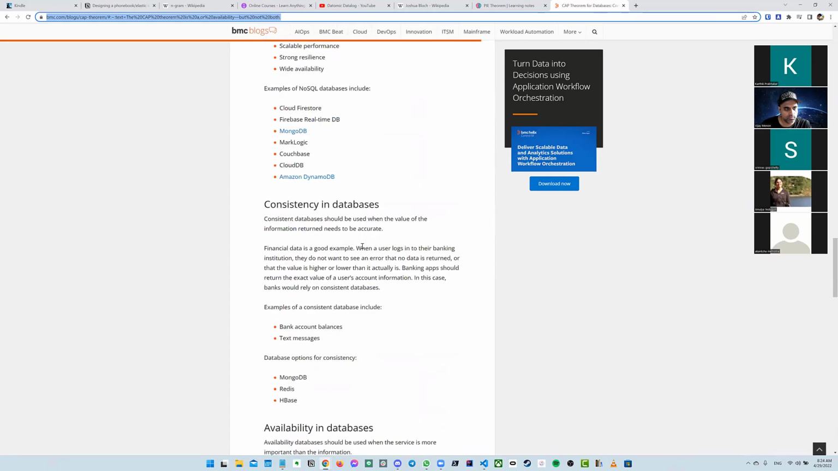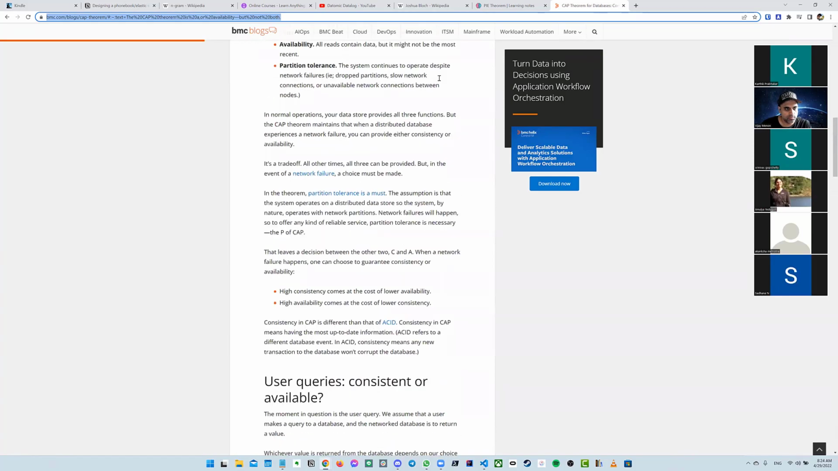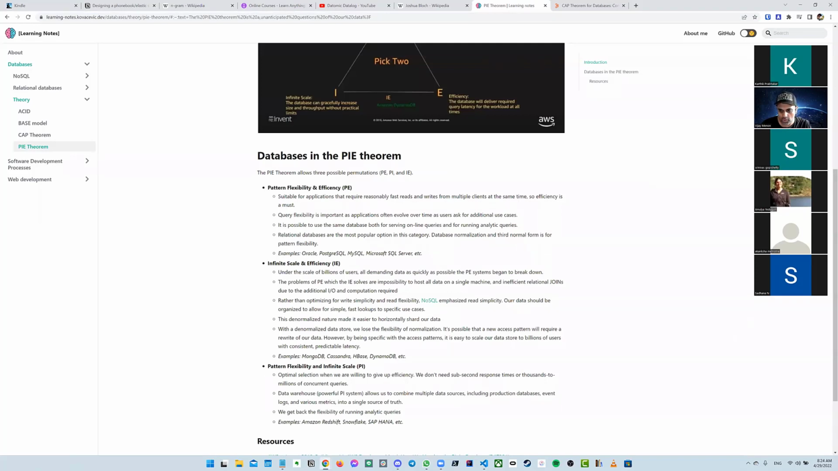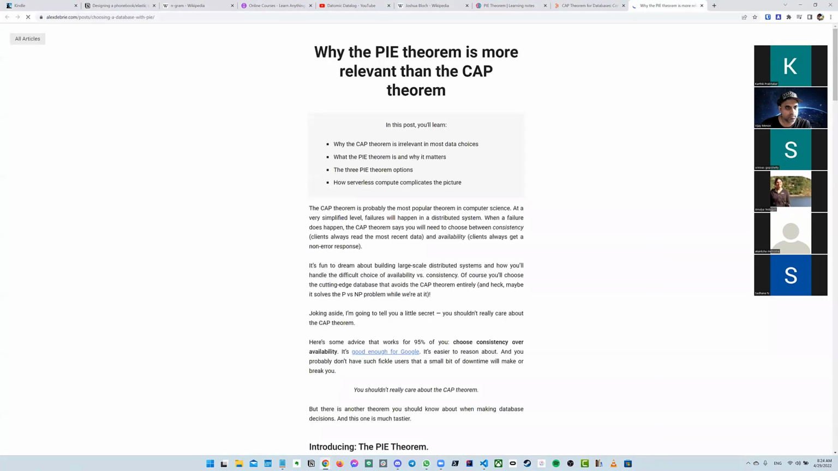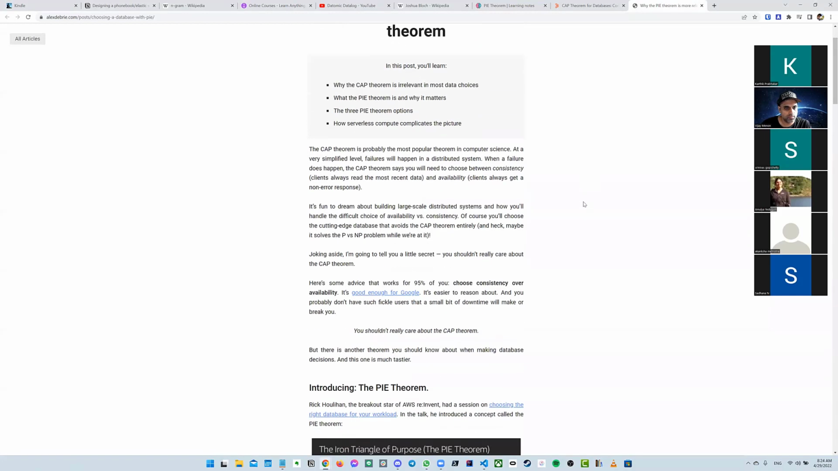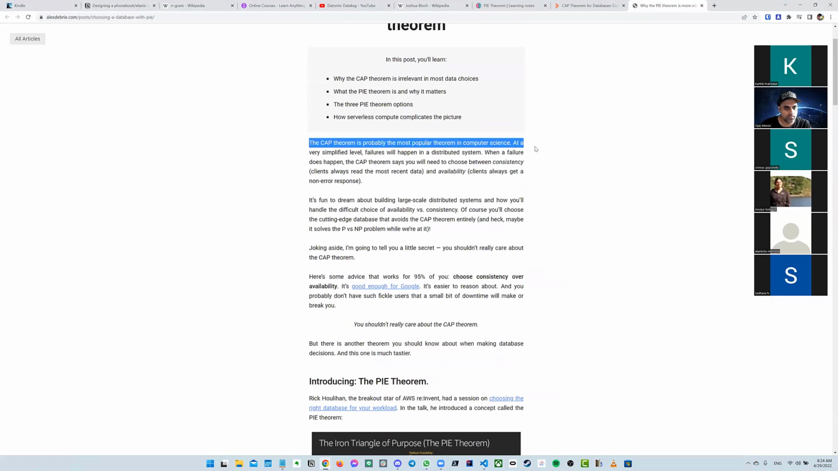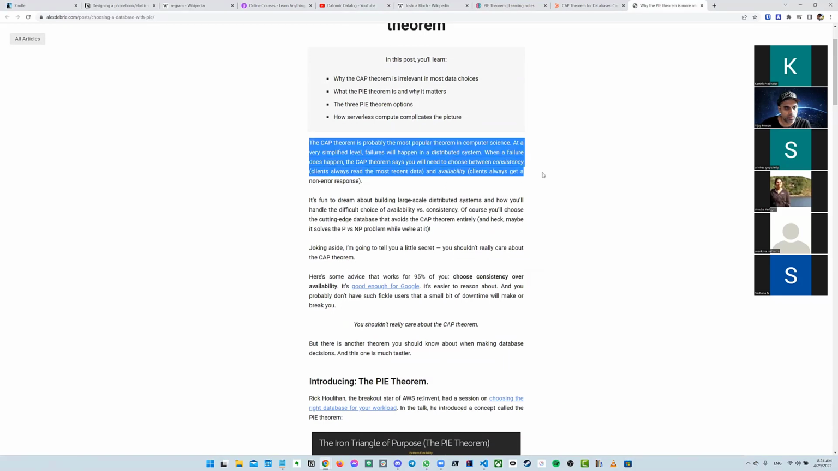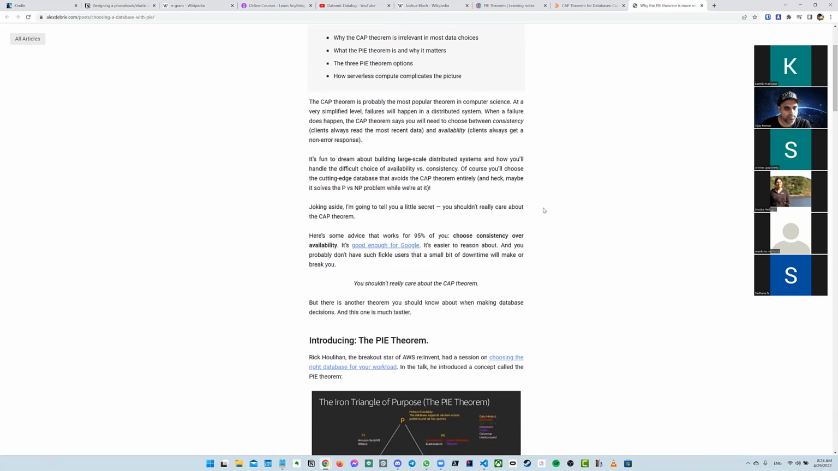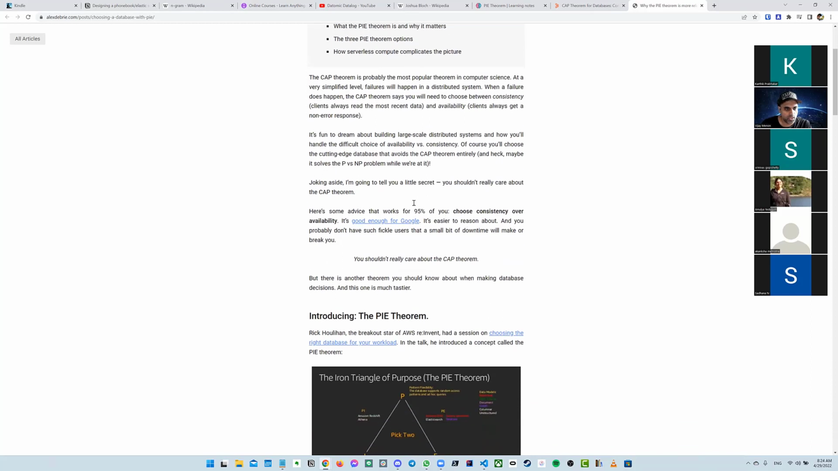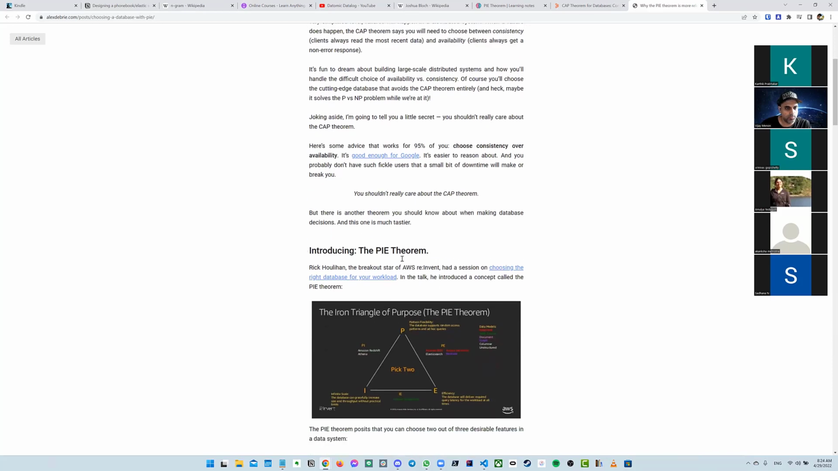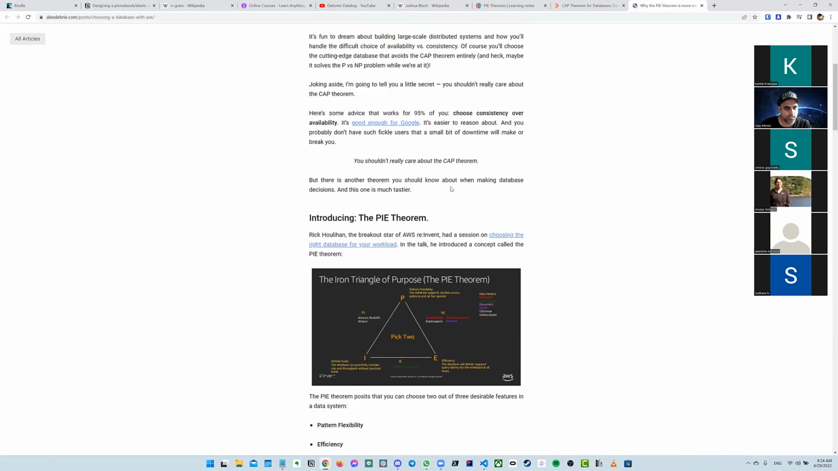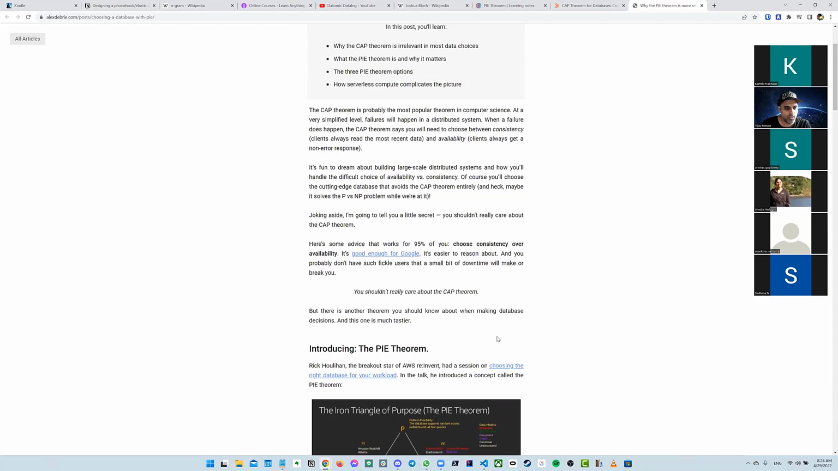Also, it looks to be something similar. I've just pasted an article. Vijay, can you just open that one? Sure. They're talking about why the PIE theorem is more relevant than the CAP theorem. So probably they're debating for a better way of choosing. I haven't read the article though. So yeah, I think this would be something that we want to look into.